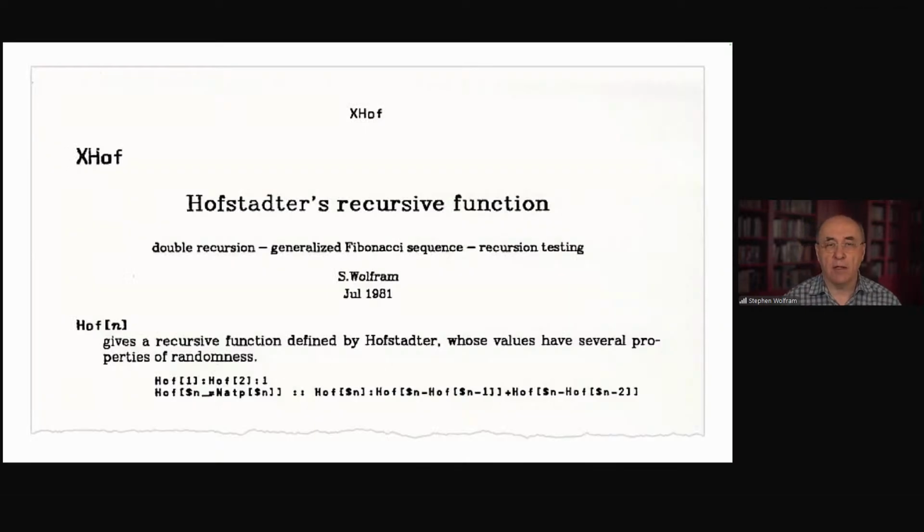It was an external package, hence the X prefix, for evaluating Hofstadter's recursive function elegantly using memoization, with the description I gave saying, presumably because that's what I'd noticed, that its values have several properties of randomness. Notice the syntax of Wolfram language is a little bit cleaner than the syntax of SMP back in 1981.